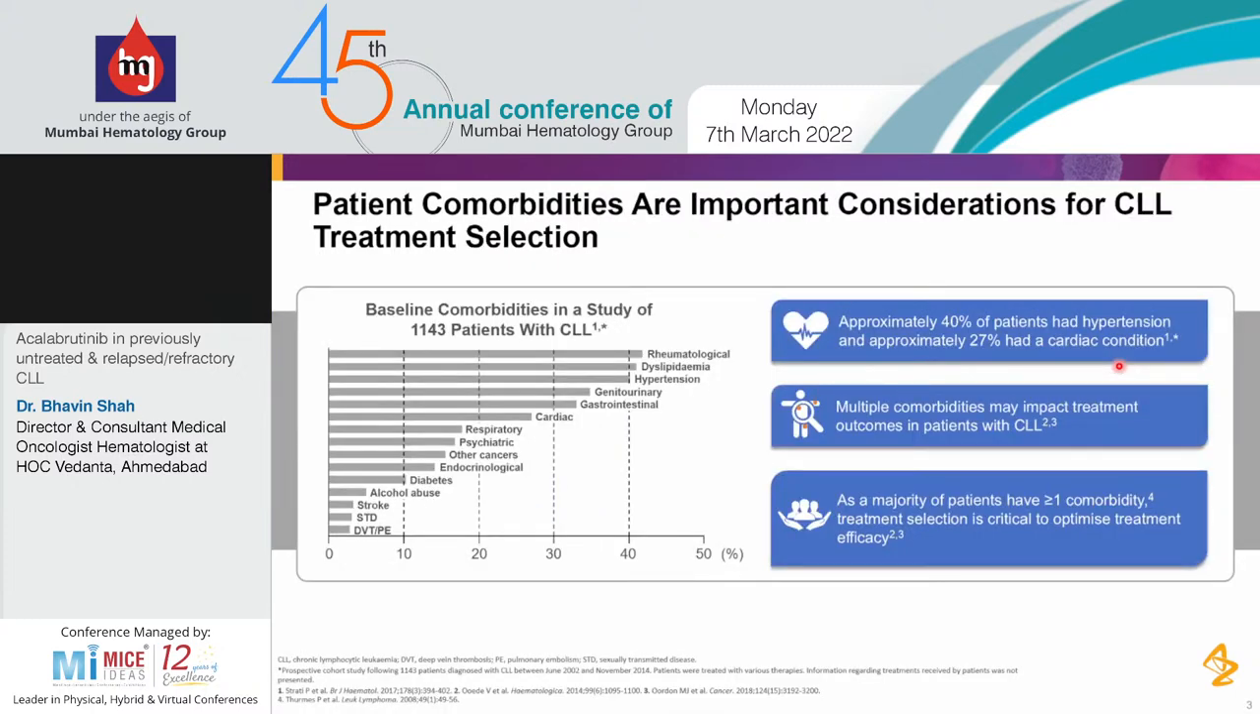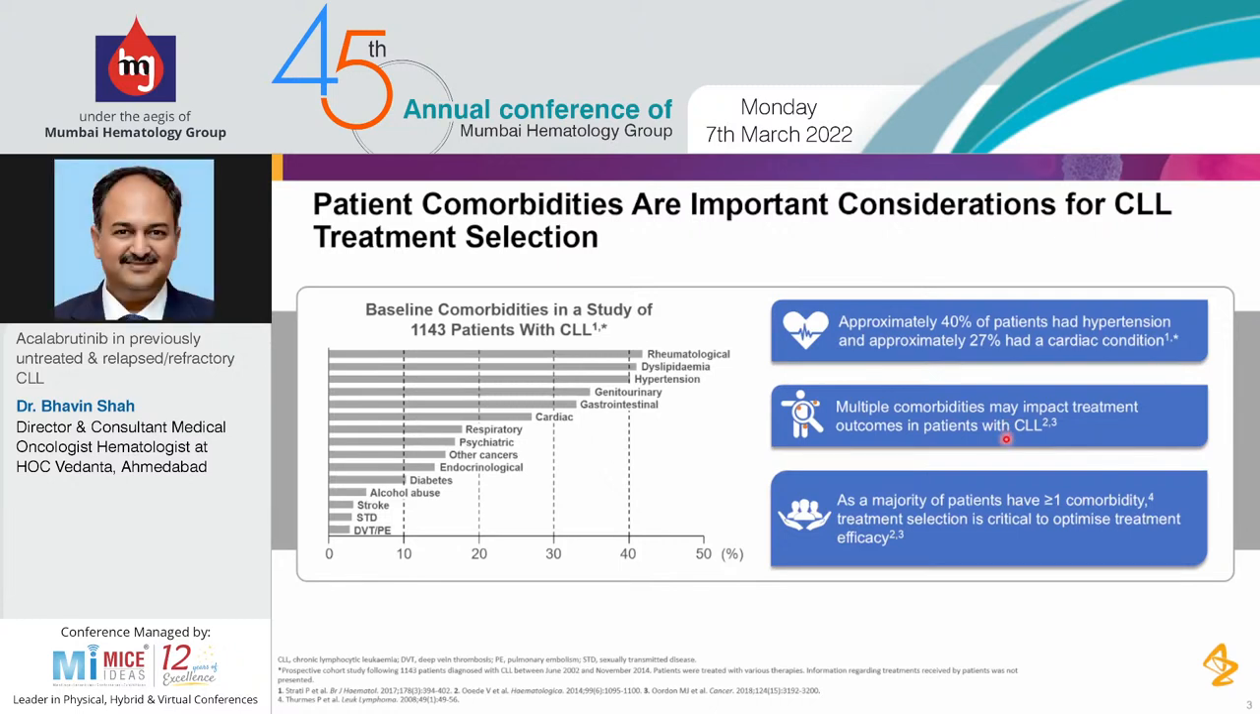Now, because many patients have associated comorbidities, a study was performed in around 1100 plus patients with chronic lymphocytic leukemia to evaluate the baseline comorbidities. In that study, they found that around 40% of the patients had hypertension and approximately 27% had a cardiac condition at the time of diagnosis. These multiple comorbidities may impact the treatment outcome in patients with CLL. And so we have to select the treatment as per the comorbidities so that we can get maximum efficacy with minimal toxicities.